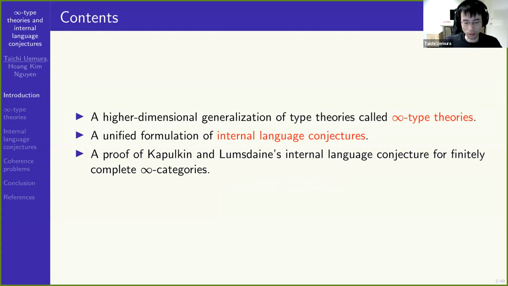So I'm talking about infinity type theories, and the motivation is to give a unified formulation of internal language conjectures and give a proof of such internal language conjectures. For now, we have a proof of a particular internal language conjecture given by Kapulkin and Lumsdaine. That is the internal language conjecture for finitely complete infinity categories.